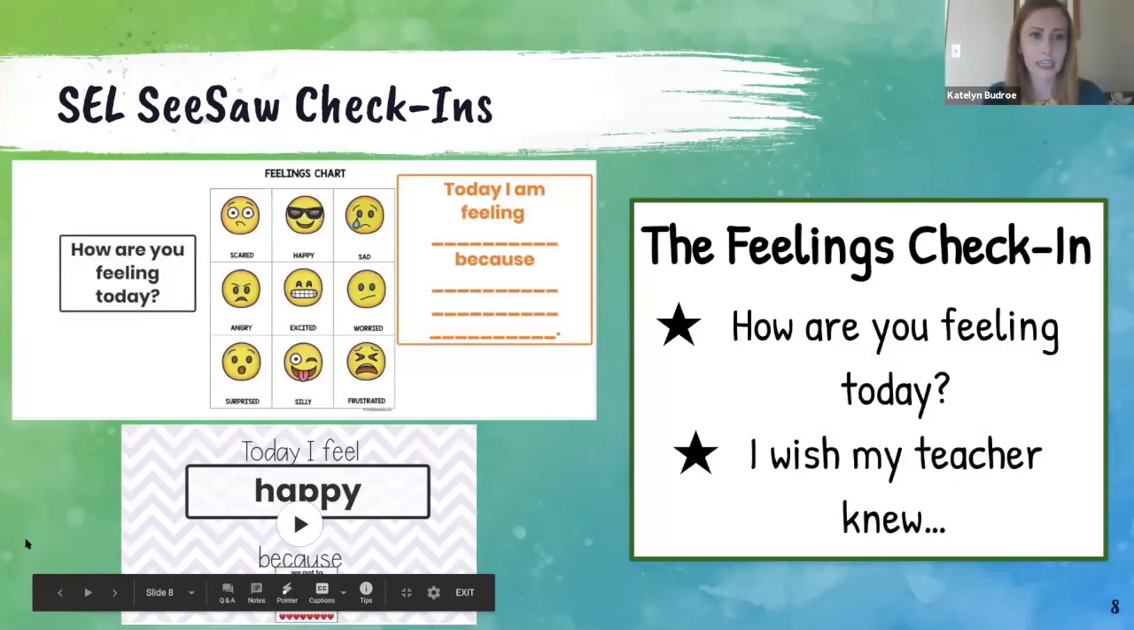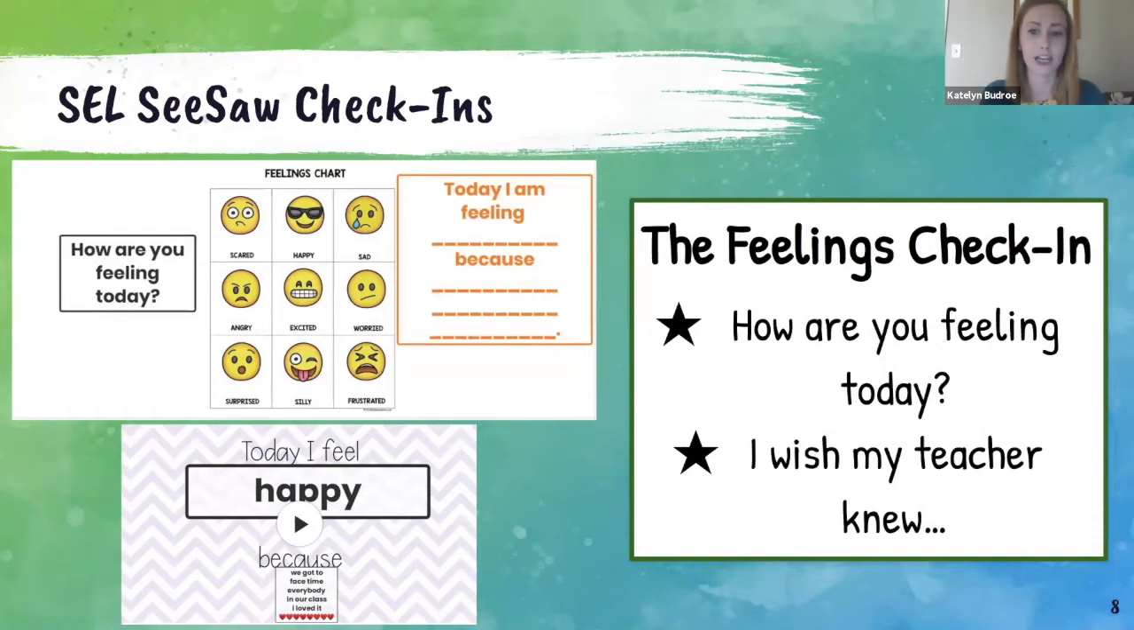There are three types of check-ins that I do with my students on Seesaw. One is the feelings check-in, which just asks them how they're feeling that day. Another is the sentence frame, "I wish my teacher knew," and I get lots of valuable information out of that. Sometimes I'll just have them plug in an emoji for how they're feeling for the day, and they have the option to explain or not.